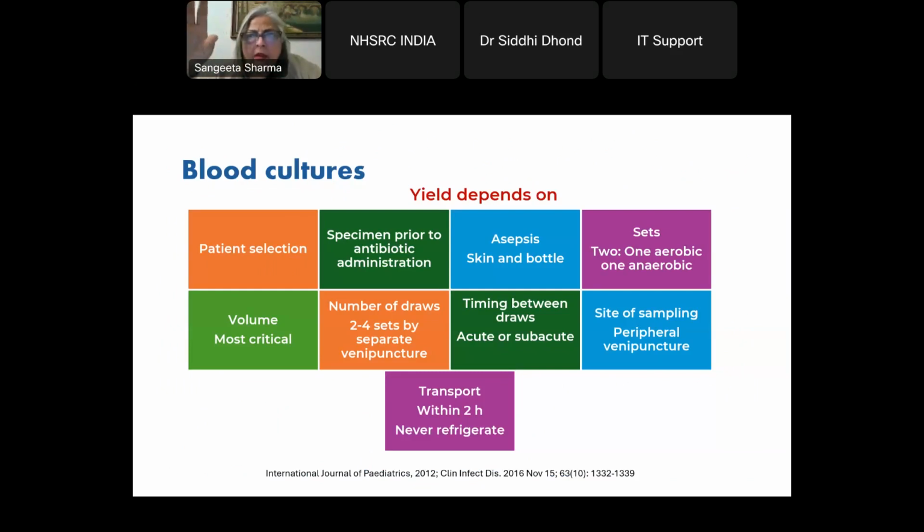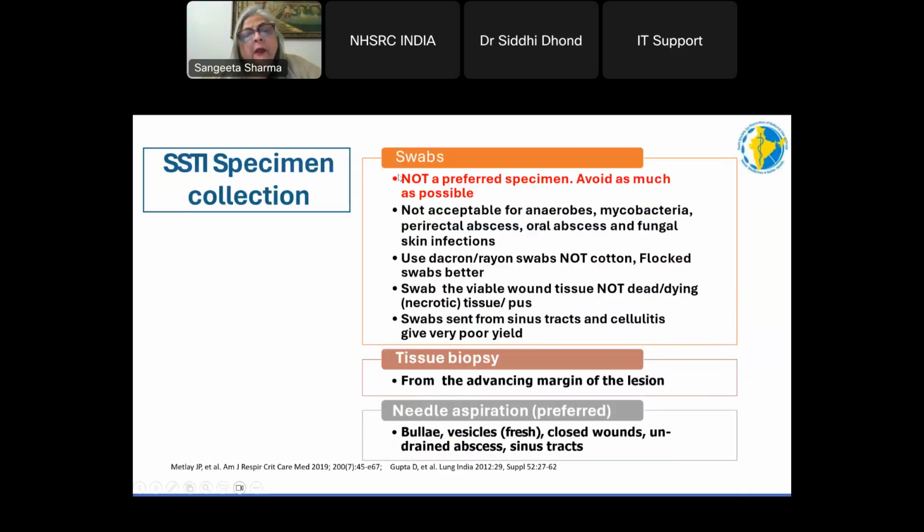But there are ways in which blood culture should be done. There are several factors which will help in getting a good yield from the blood culture. Today I don't have that time, but for skin swabs, usually these are not preferred. You don't use the cotton swabs. You have to use the Dacron or Rayon swabs for this. That will have a good yield, and flocked swabs are better.